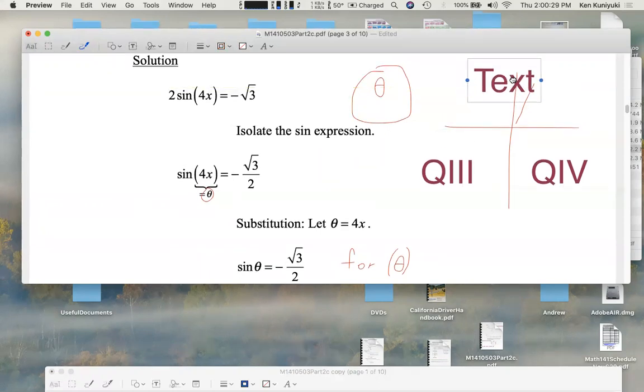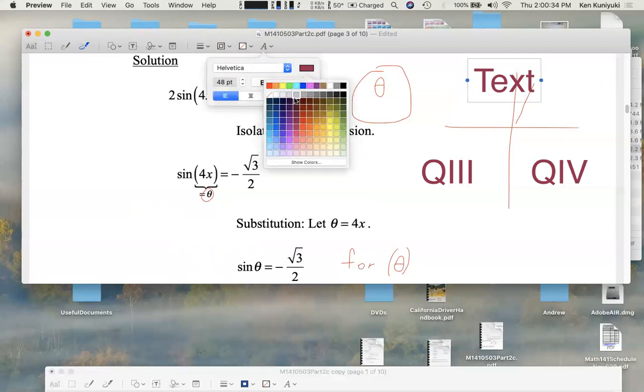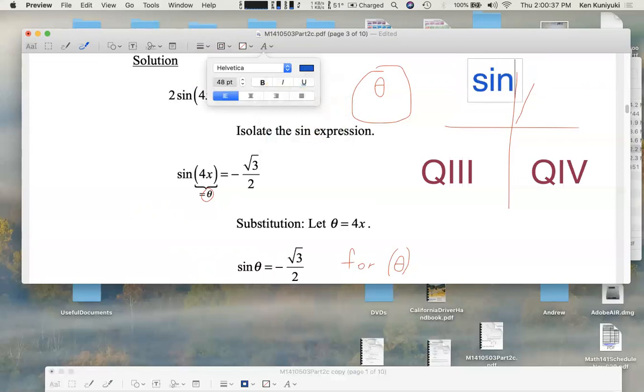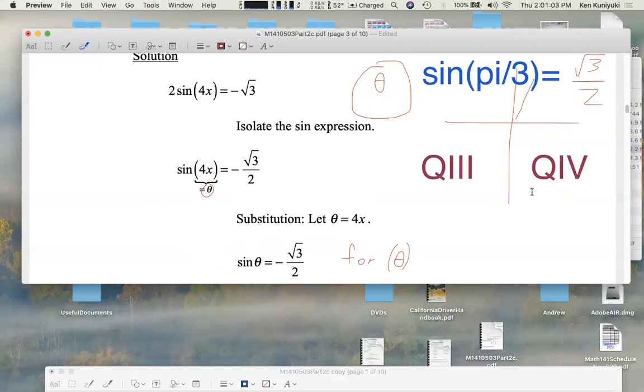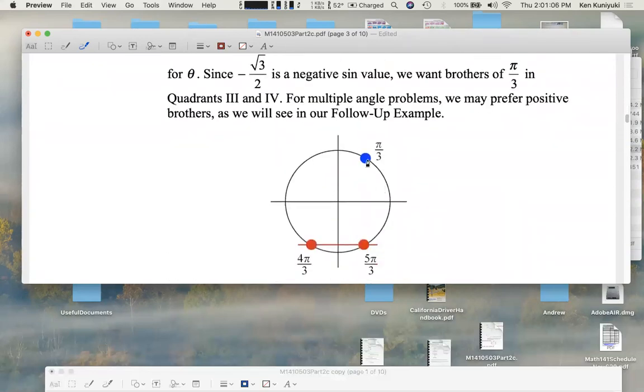So the sine, I'll put this in blue. The sine of what famous angle is positive root 3 over 2? The arc sine of root 3 over 2, think high point, is pi over 3. Pi over 3. Okay. We're looking at this high point over here.